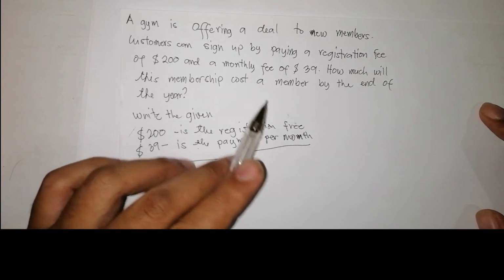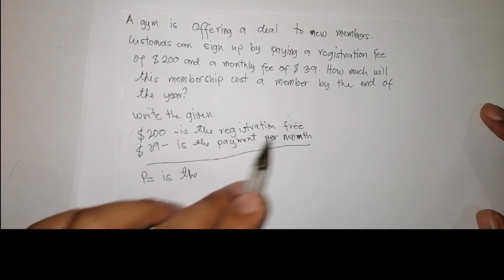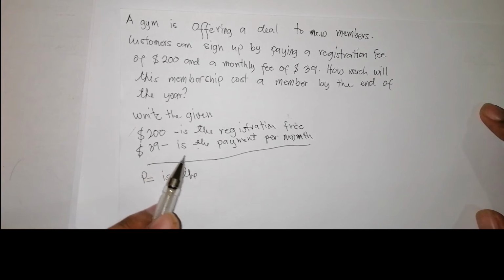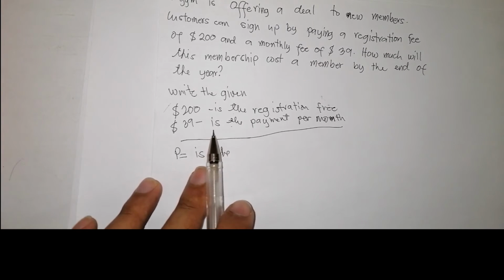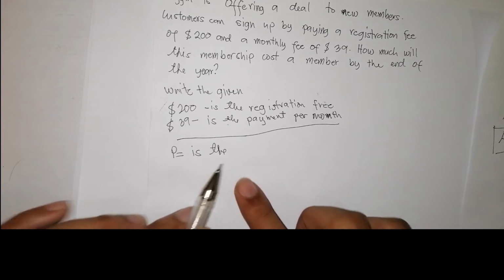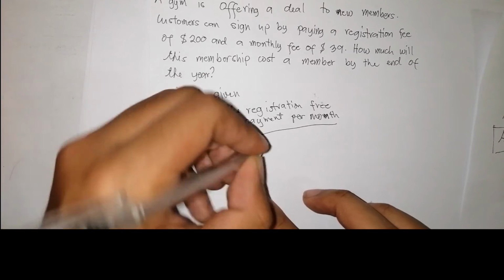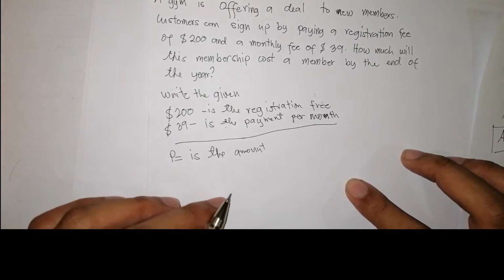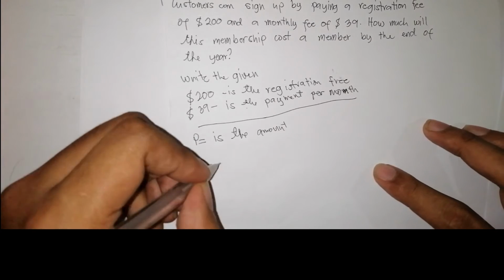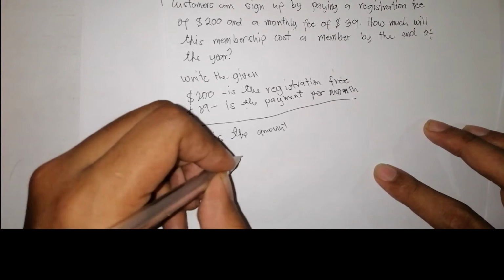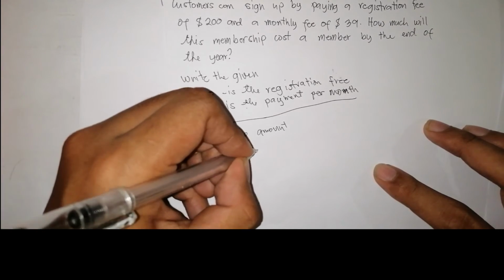So write the given here. $200 is the registration fee, then $39 is the payment per month. Then the fee is the amount that we will pay in total for a membership. So here is the equation: P equals 39 times M plus 200.